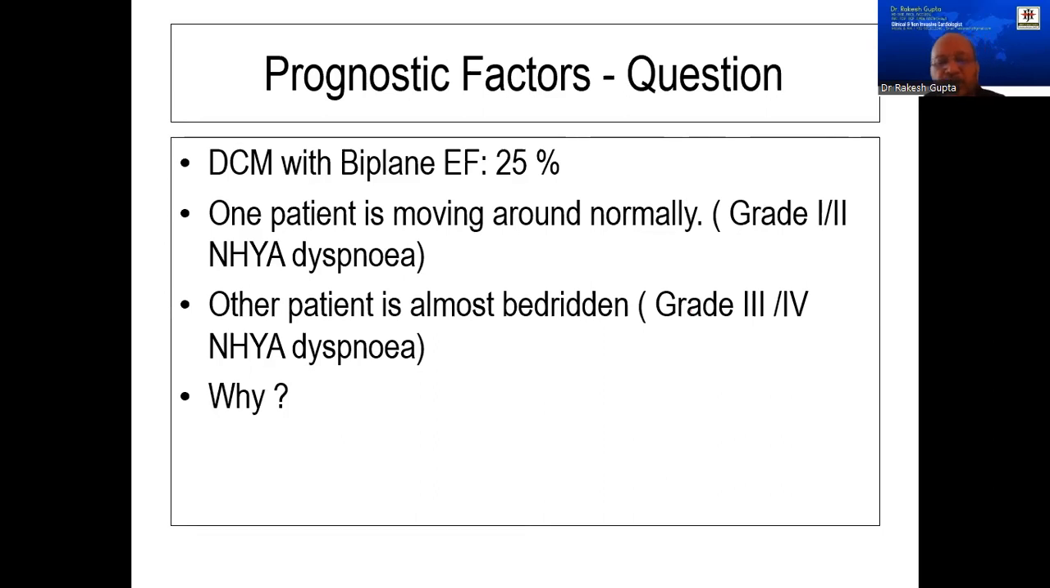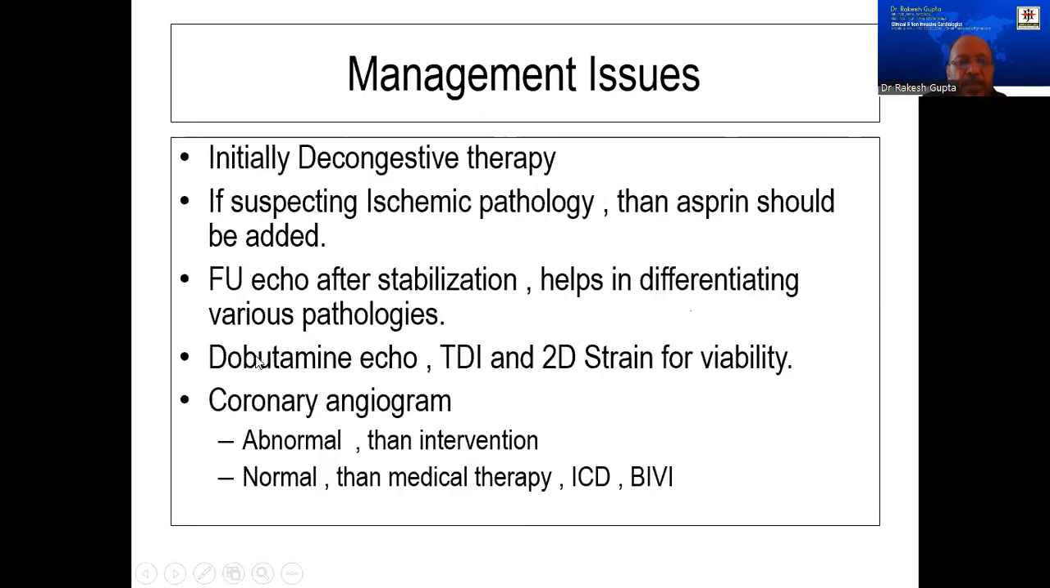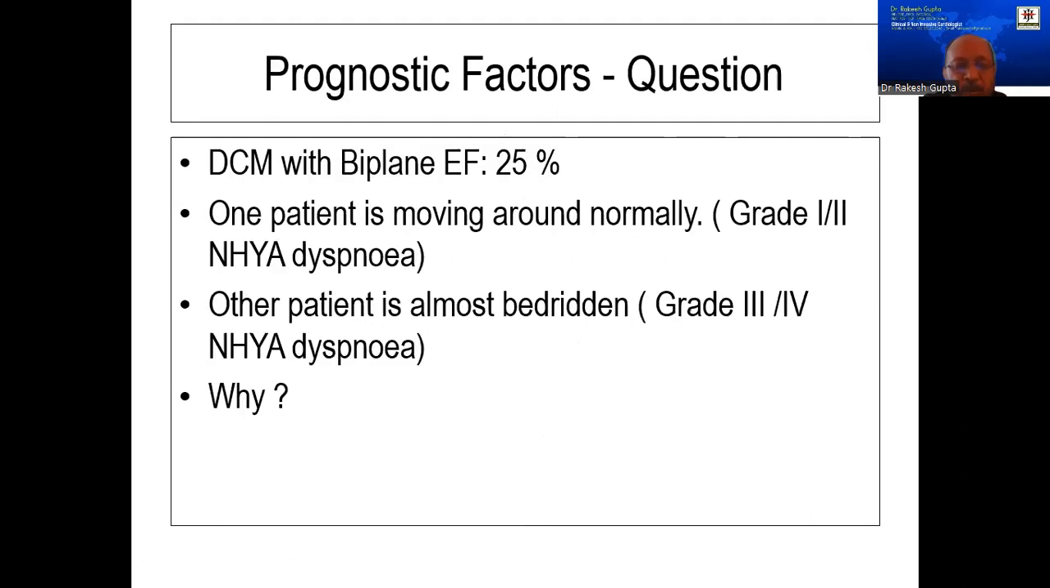This is one question I often ask when I'm talking of dilated cardiomyopathy. A person has an ejection fraction of 25%. With this kind of ejection fraction, one patient is moving around normally with grade 1 or grade 2 NYHA dyspnea. Another patient is almost bedridden with grade 3, grade 4 NYHA dyspnea. Why is it so? Anybody who would like to answer this question can open up their mic and say so. Otherwise, I'll go ahead and tell you why.